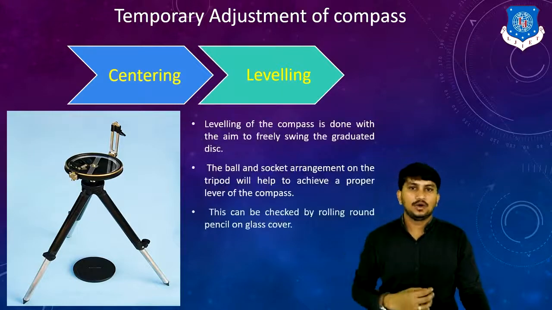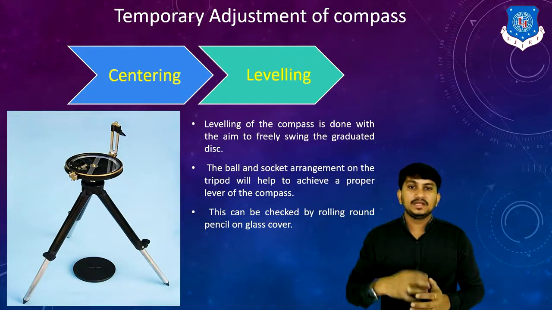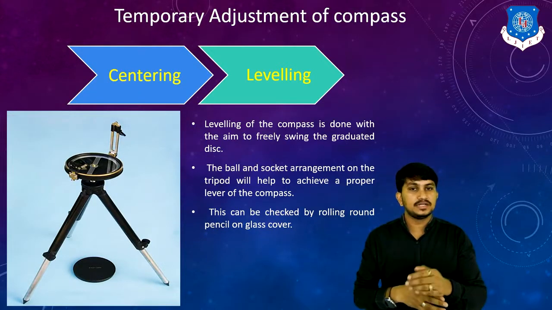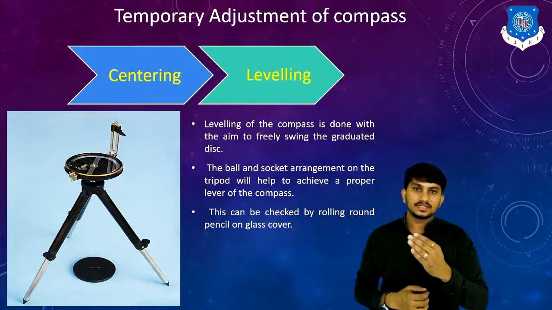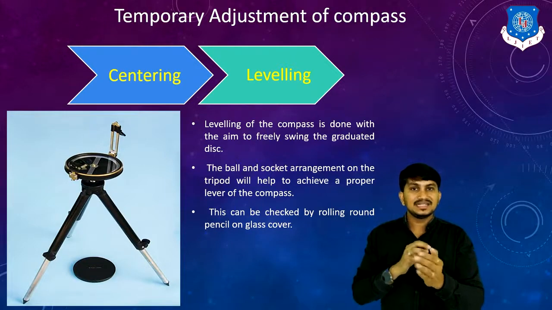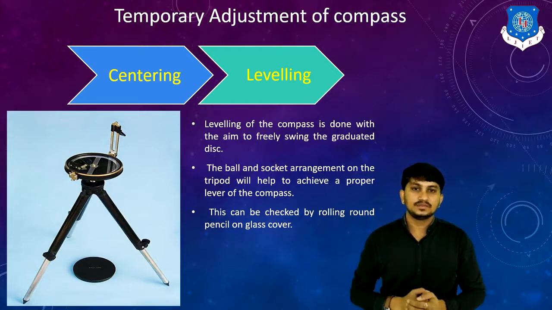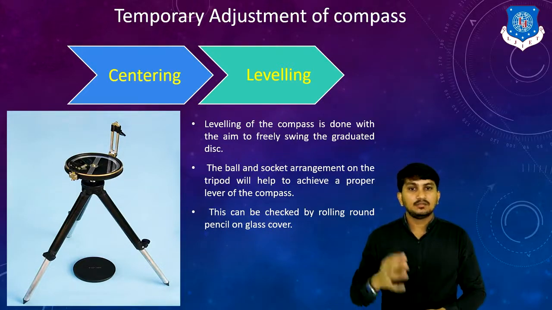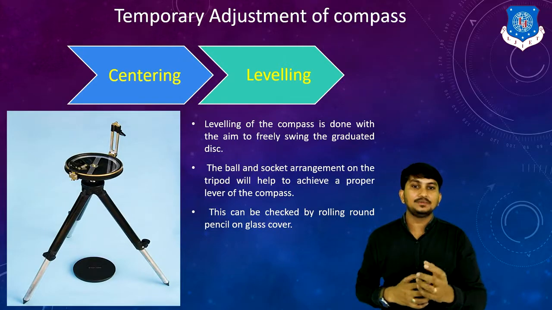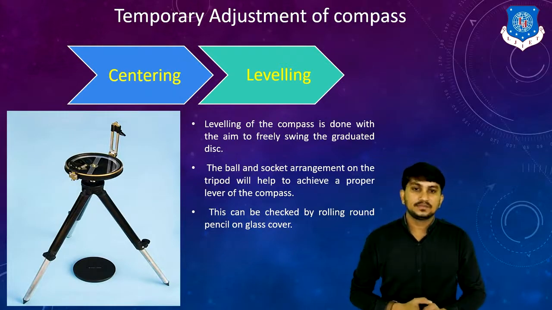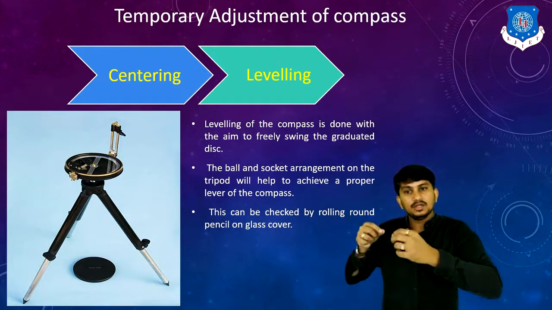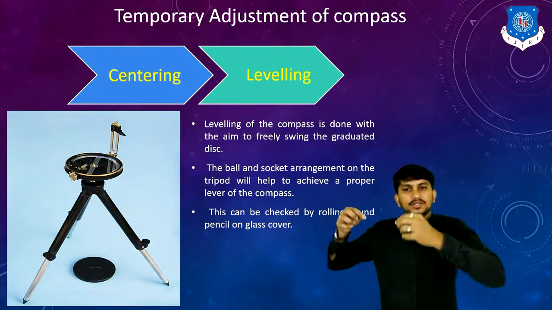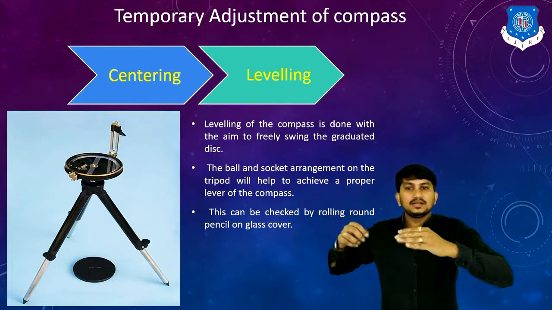Next step of temporary adjustment is leveling. Leveling of the compass is done with the aim to freely swing the graduated disc. If leveling is not carried out properly, the magnetic needle touches the glass cover of the compass. It resists the free suspension of the needle. For that, leveling is required. The ball and socket arrangement on the tripod will help to achieve a proper level of the compass. This can be checked by rolling a round pencil on the glass cover. You can roll a pencil or any rolling object on the top of the glass cover to check the level of the compass.